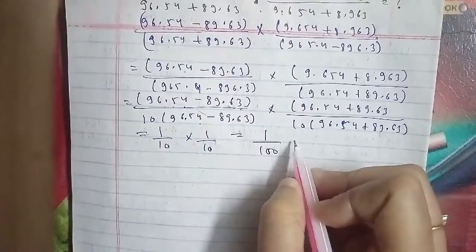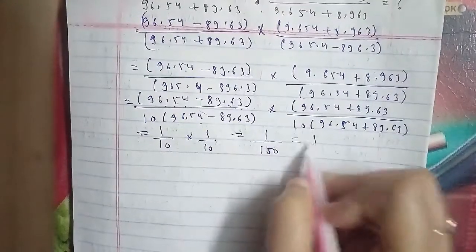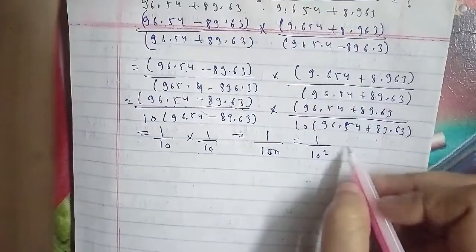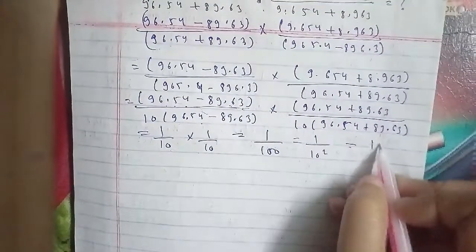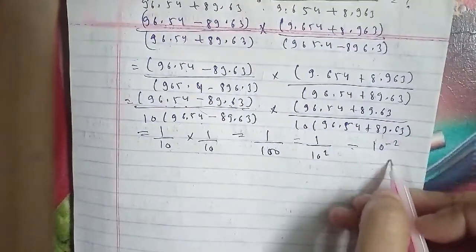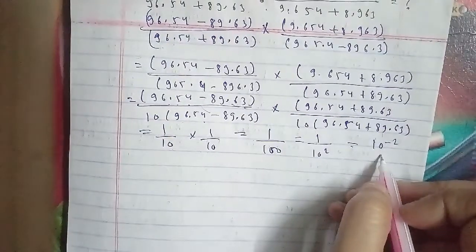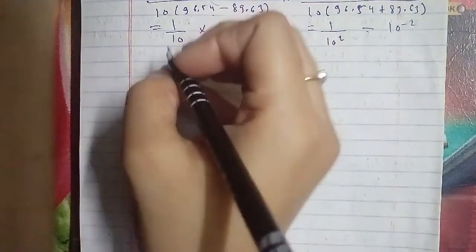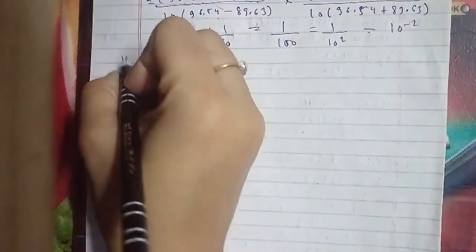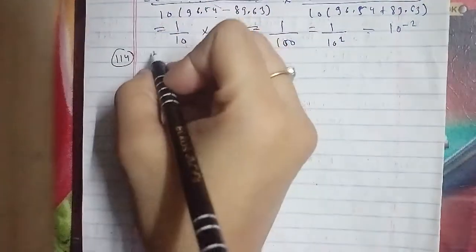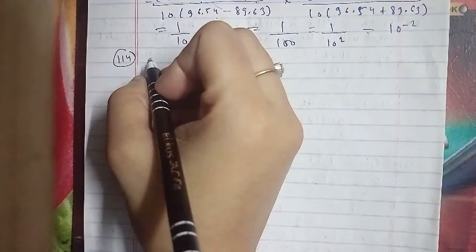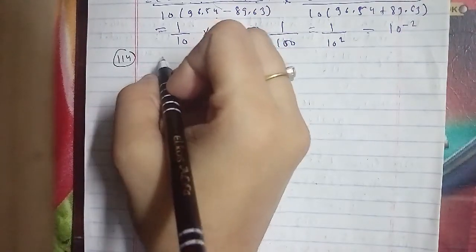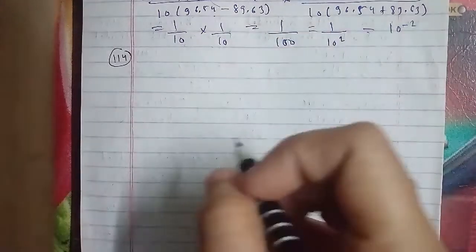Now we'll go ahead with the 114th question of the session. The question is: if 1 cube plus 2 cube plus 3 cube till 9 cube is equal to 2025, then the value of 0.11 cube plus 0.22 cube plus 0.99 cube is close to what? This has been asked in the SSC examination paper. So let's go ahead with the question here.